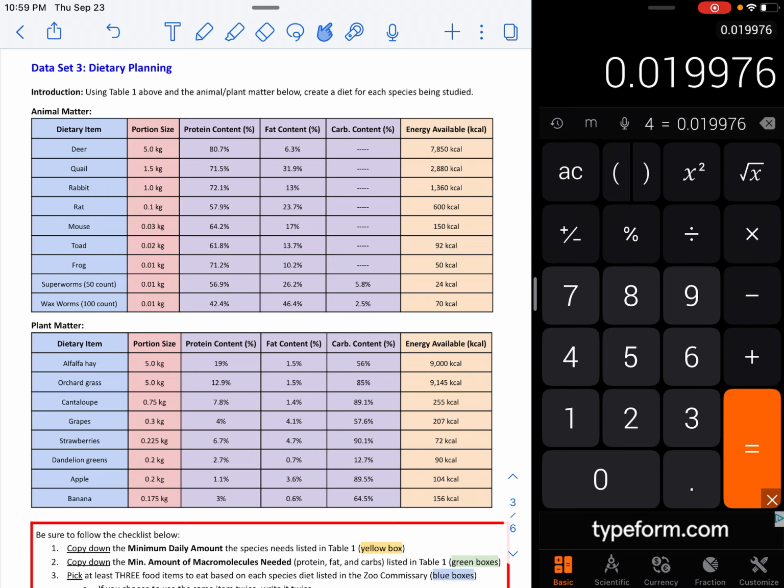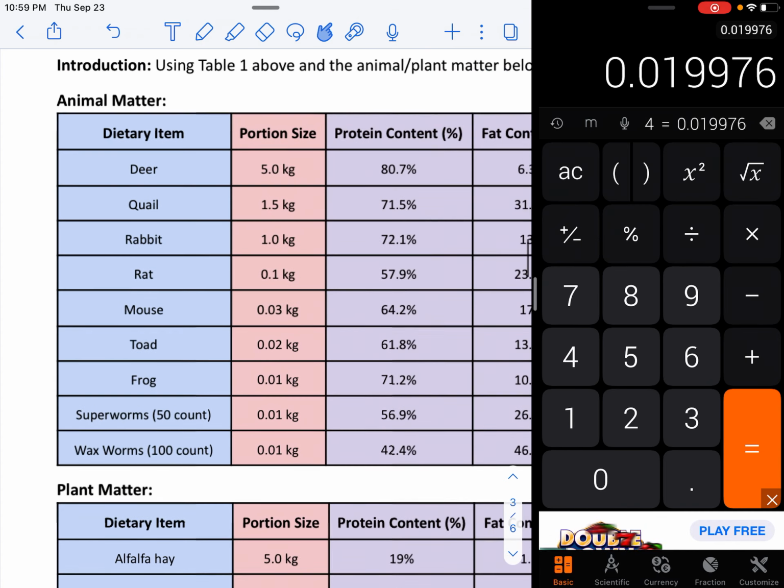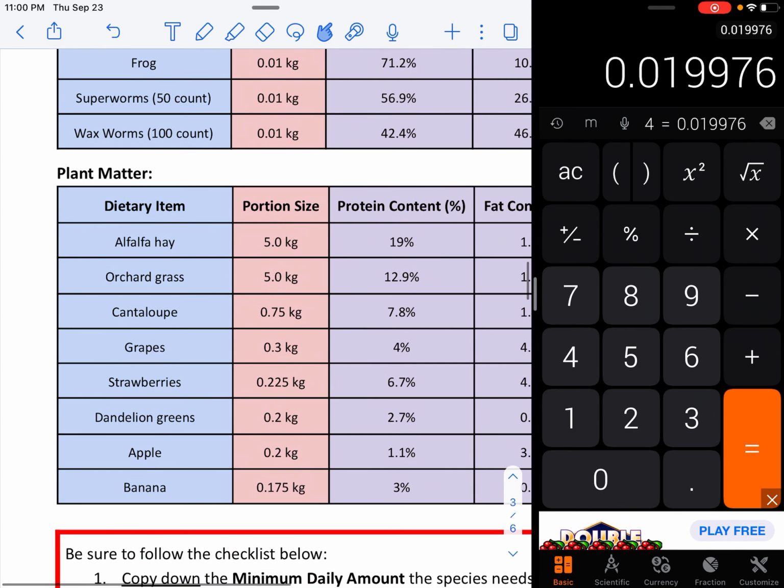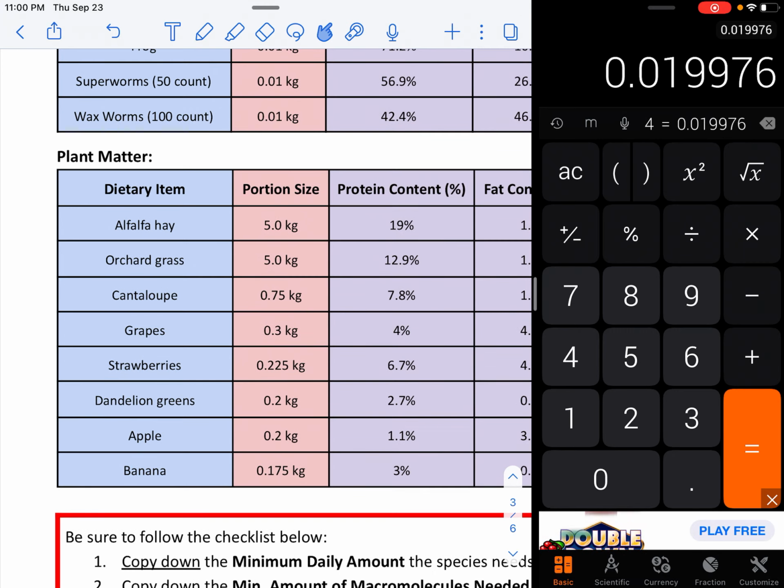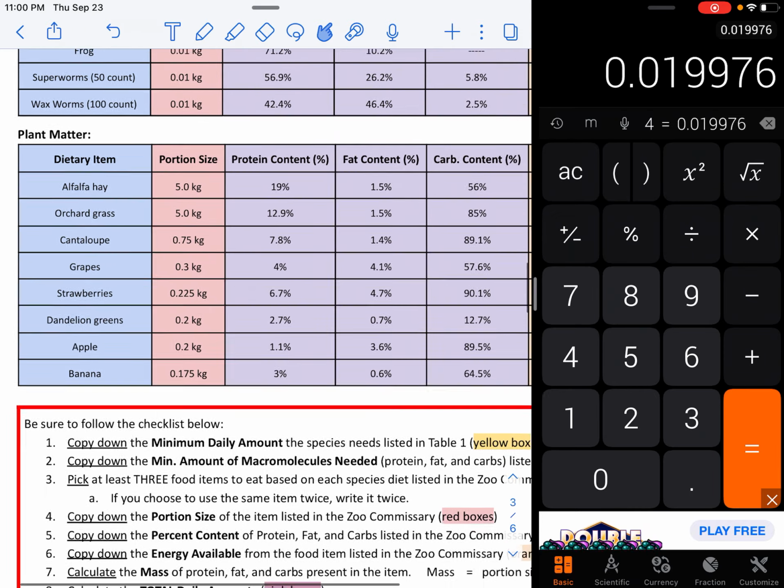The third page shows you all of the different animal and plant matter that you have on the menu to serve to your species. In the meat column, you have deer, quail, rabbit, rat, mouse, toad, frog, superworms, and waxworms. In the plant matter, you have alfalfa hay, orchard grass, cantaloupe, grapes, strawberries, dandelion greens, apples, and bananas.